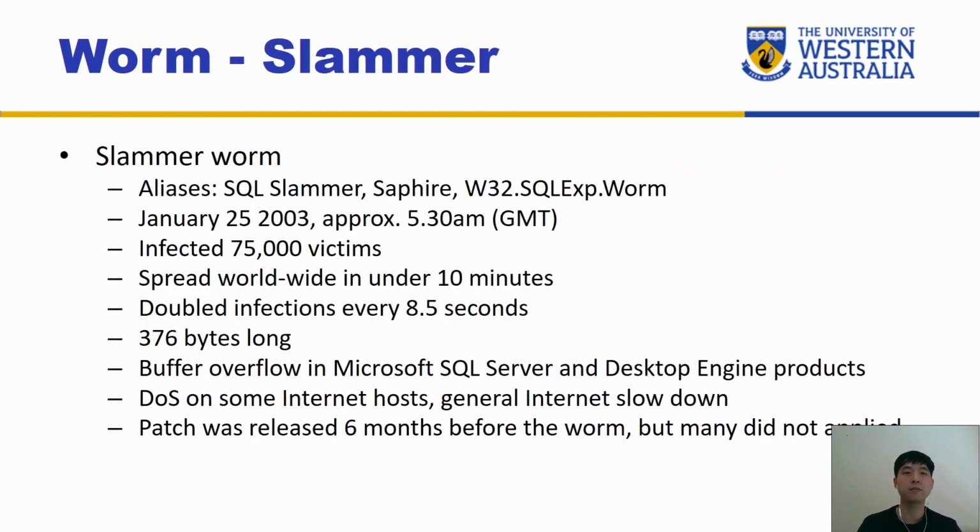Okay, so here's an example, Slammer, and this is always a good example because it was very effective at the time. This was nearly 2 decades ago. Basically, the Slammer worm got released at that time and infected 75,000 victims, and it went all around the world in under 10 minutes. That's pretty quick, and it doubled infections every 8.5 seconds. And the size was very tiny, only 376 bytes long. So that's 376 characters of code, including the headers and whatnot.